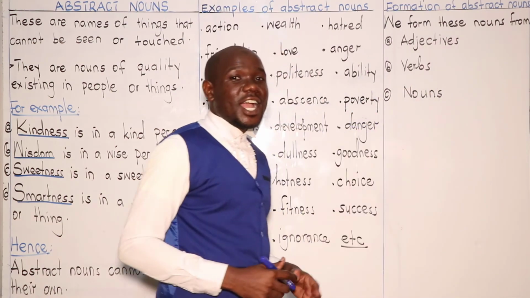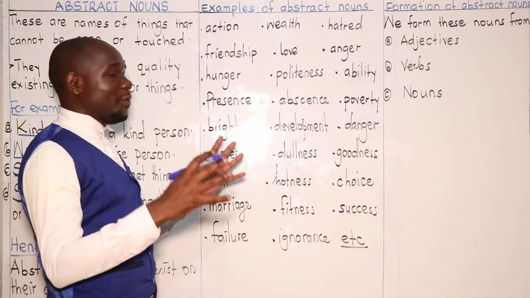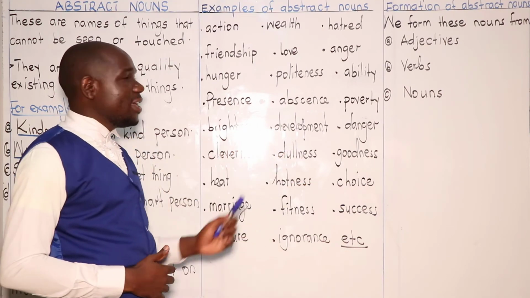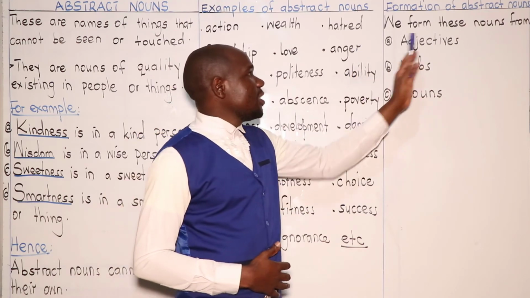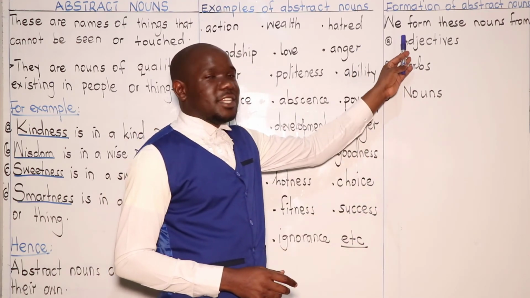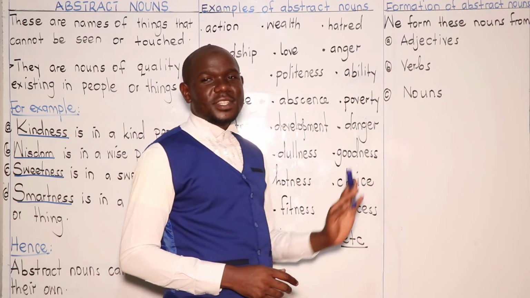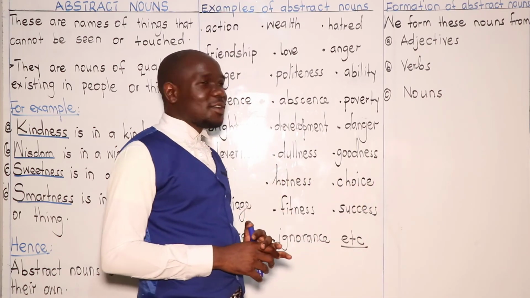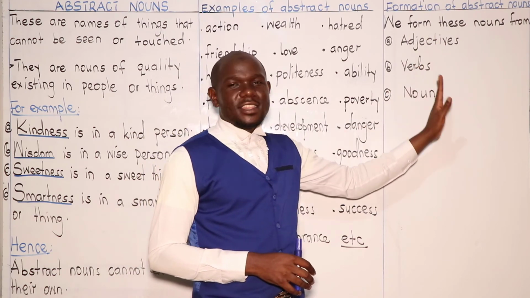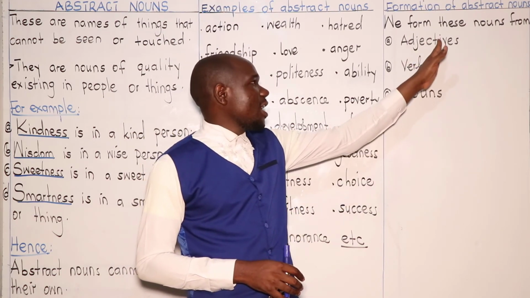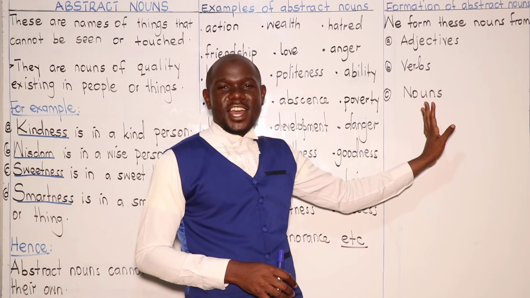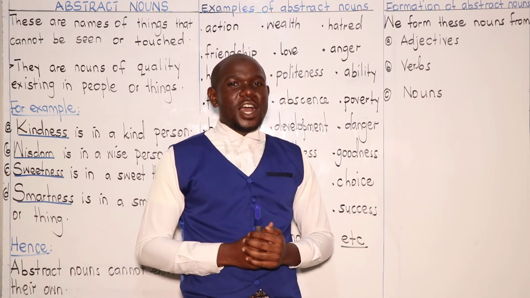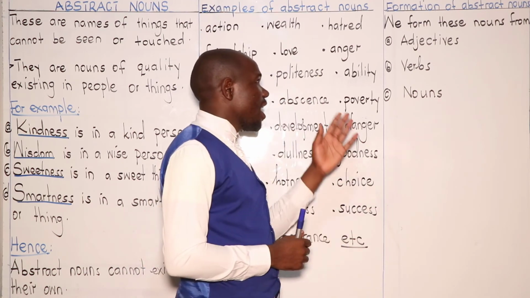These nouns can be formed from other parts of speech. In a nutshell, we form these nouns from adjectives, verbs, and nouns. So abstract nouns can be formed in three ways: adjectives, verbs, nouns. In our next lesson, we shall look at formation of abstract nouns from adjectives.